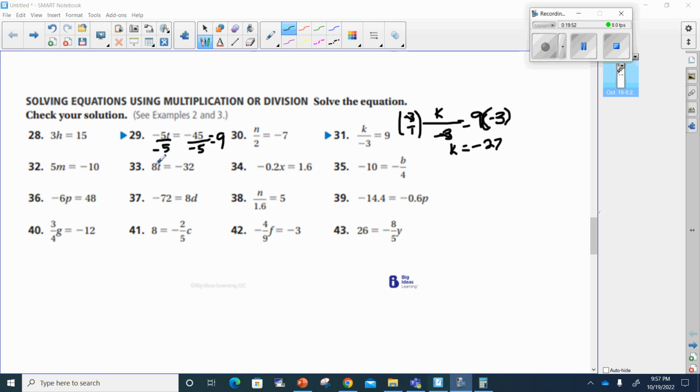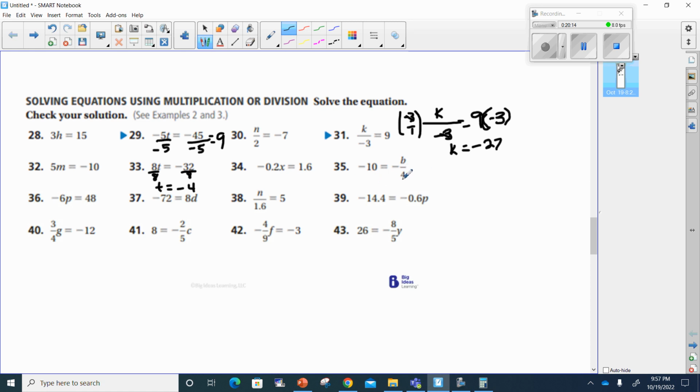Okay, we're going to number 33. I'm multiplying 8 to t, which means I'm going to divide by 8. That gets t by itself. It means I have to divide this side by 8. A negative divided by a positive is a negative number, and 32 divided by 8 is 4. So this is a negative 4.